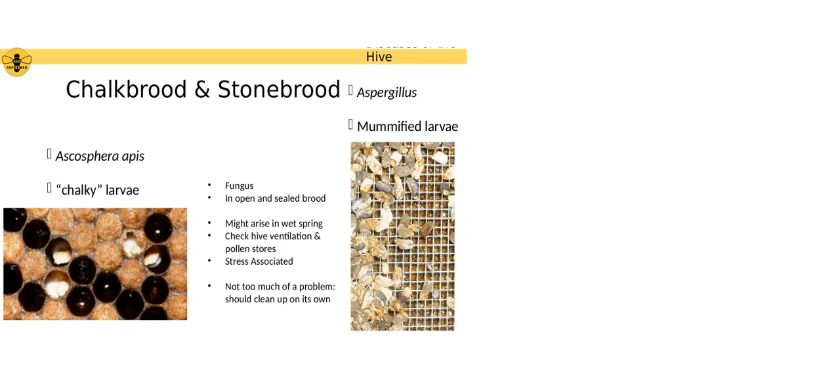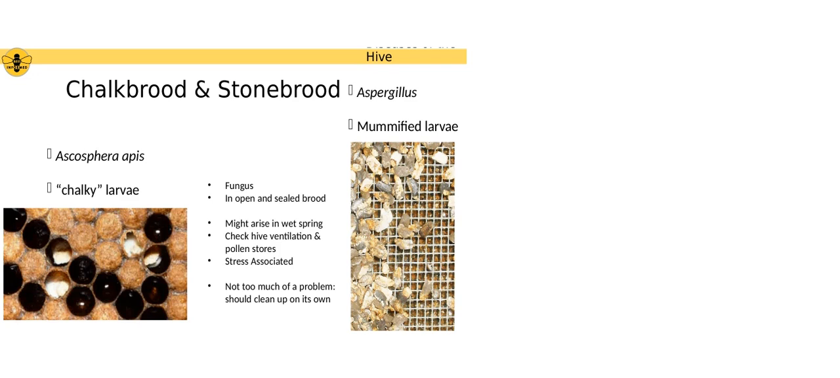So here's another one. This is a really fun one. Chalkbrood and stonebrood. So what you're going to see here is chalky looking larva, almost like a fried egg, or a mummified little body. You'll see the mummies at the bottom, on your bottom board or on your screen bottom board or right at the entrance of the colony. So it's a fungus.